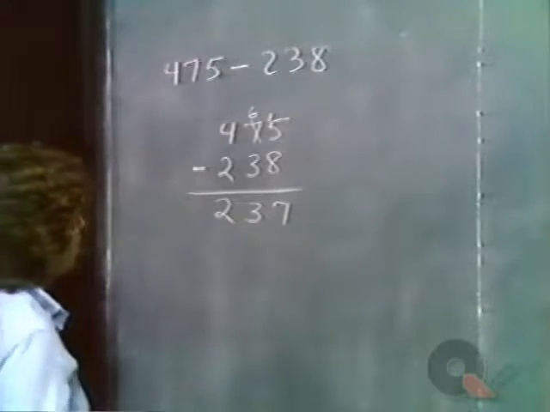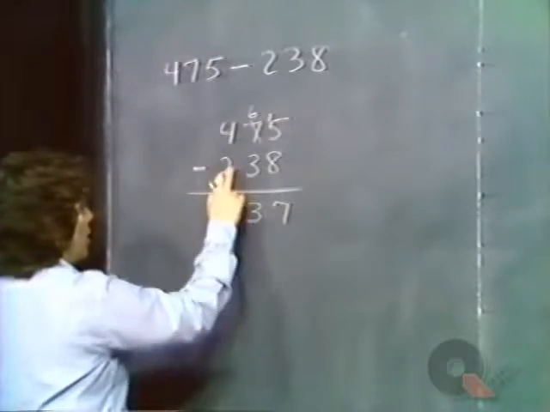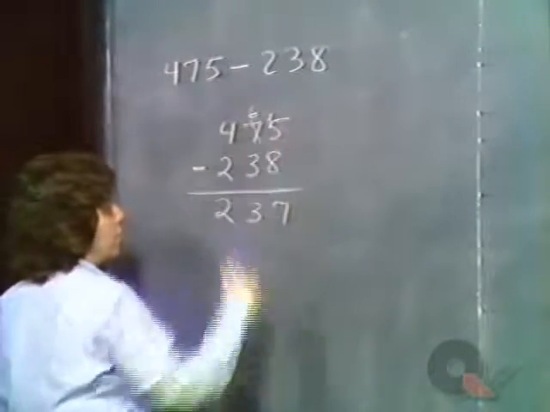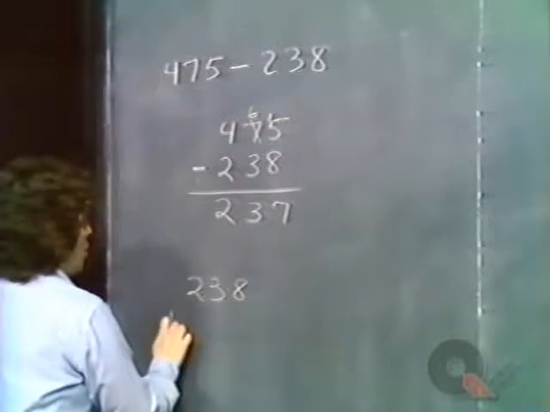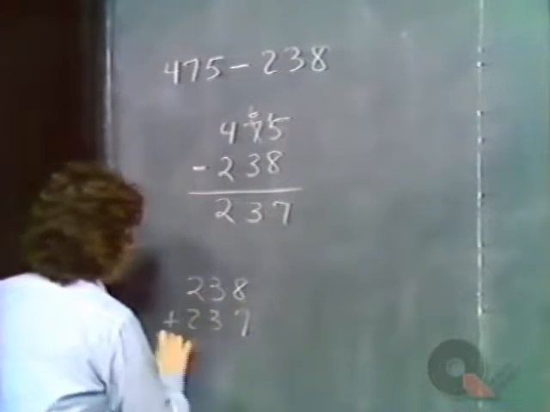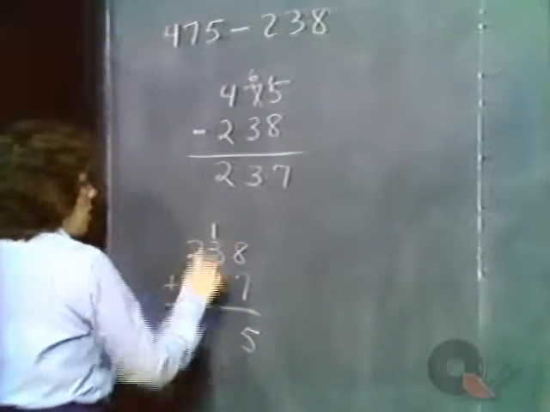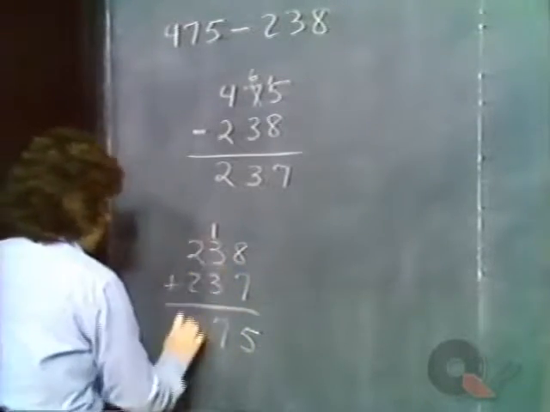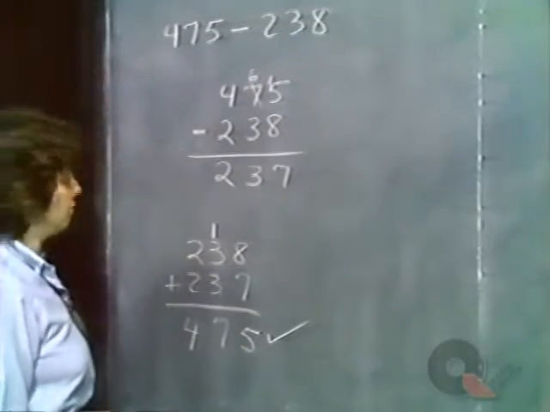By the way, you can check your answer in subtraction. All you have to do is to take these two numbers, add them up, and if you get the 475, you know you're correct. So 238 plus 237, 8 plus 7, that's 15. Put down the 5, carry the 1. 1 plus 3, 4 plus 3, 7, 2 and 2, 4. 475, it works out.